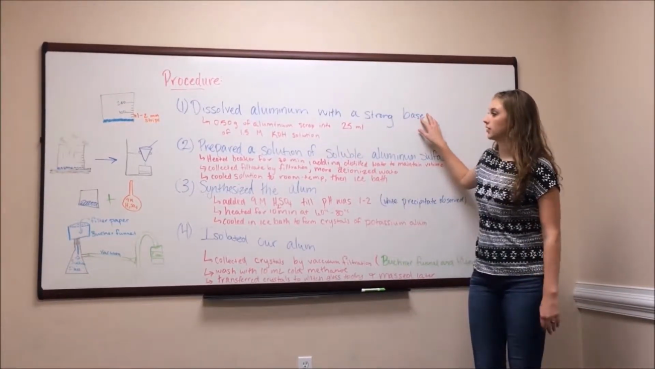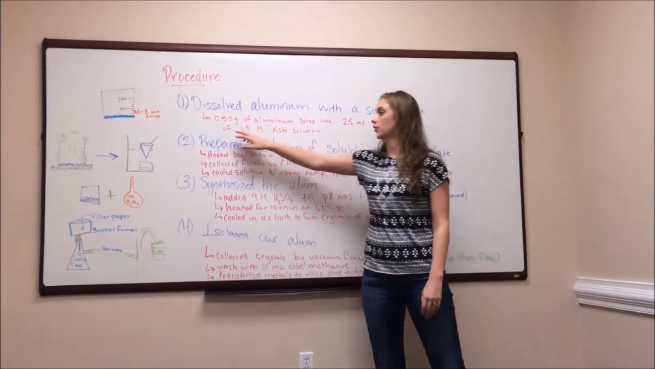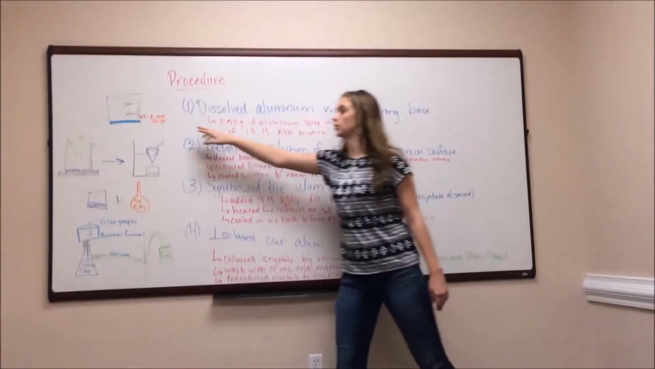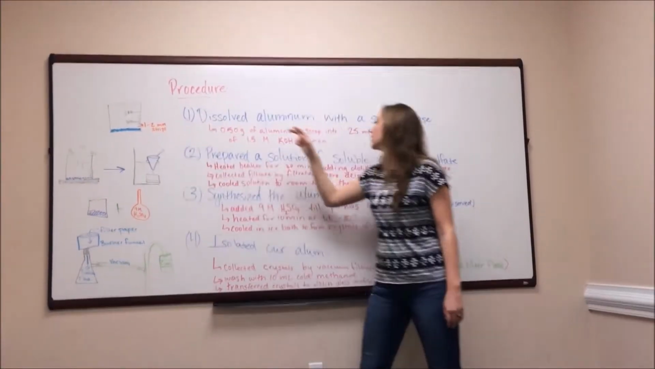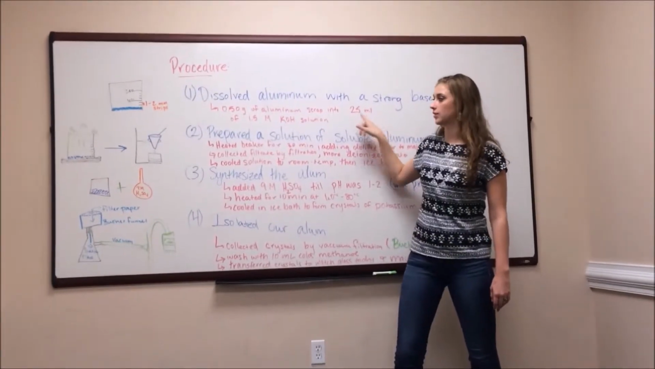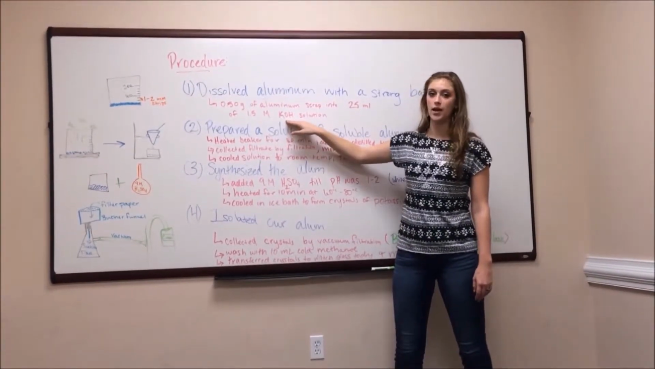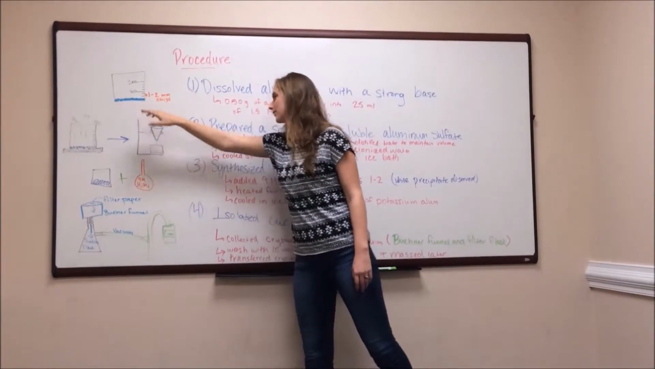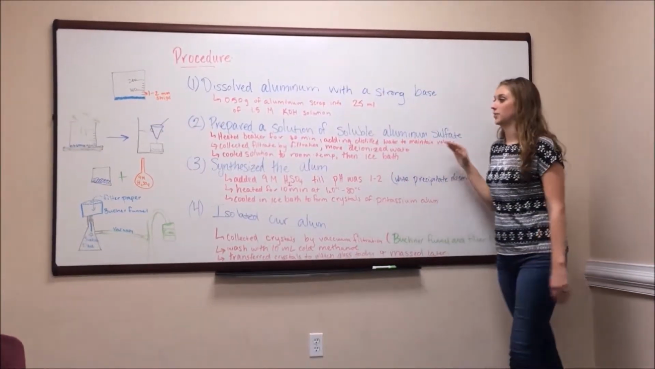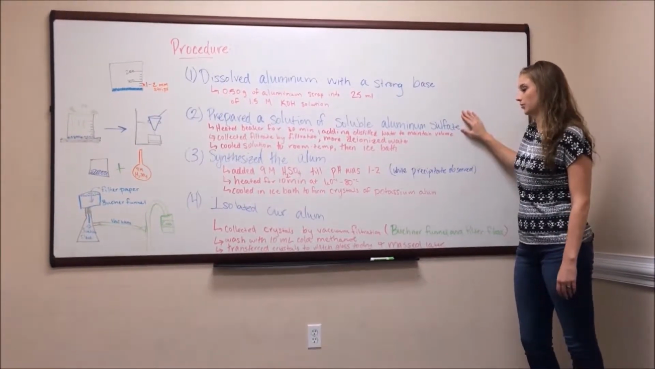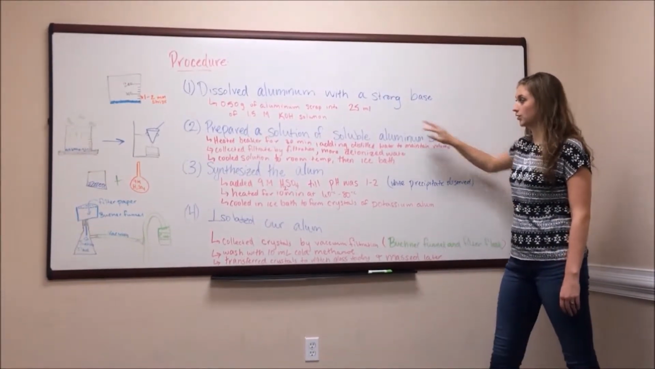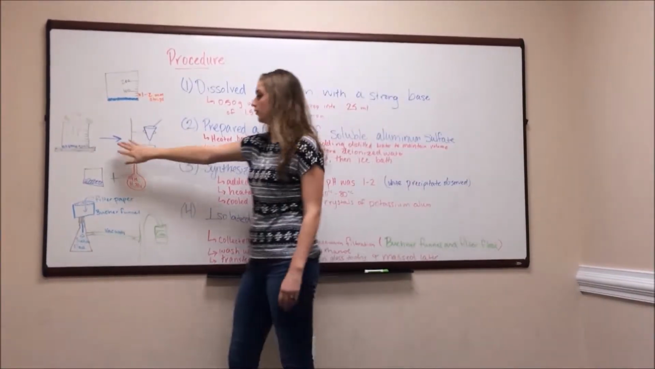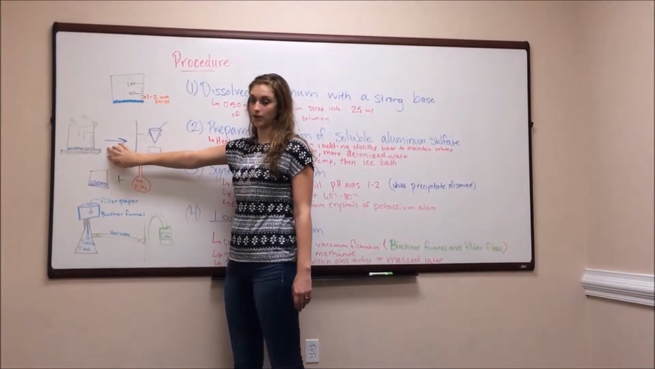For number 1, to dissolve our aluminum, we started with 0.50 grams of aluminum scrap cut into 1 to 2 millimeter strips, and then we added 25 milliliters of 1.5 molar KOH solution, which you can see here. Next step was to prepare a solution of soluble aluminum sulfate. So we took this beaker prepared in step 1 and we heated it over here for about 30 minutes.